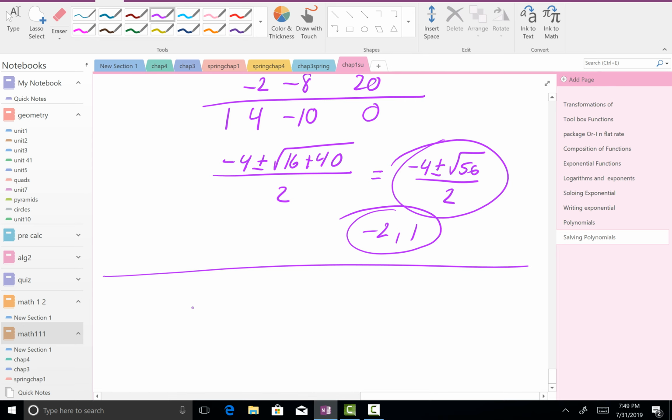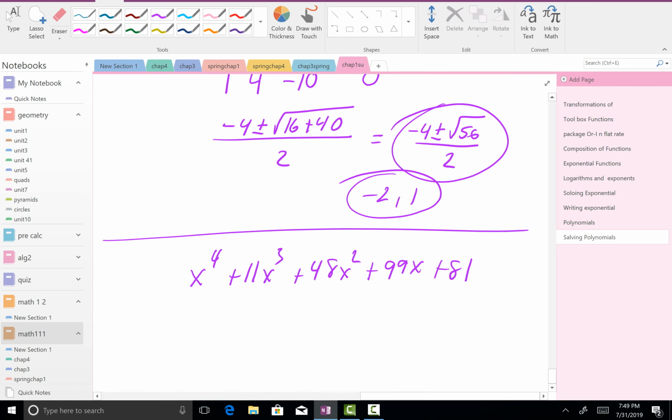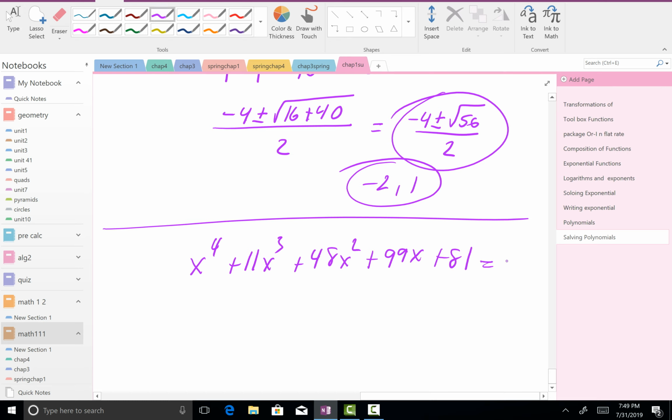Last one, I promise you, I'm not going to do any more of this. x to the 4th plus 11x cubed plus 48x squared plus 99x, oh my goodness, plus 81. All right, graph it. Tell me what's going on there.